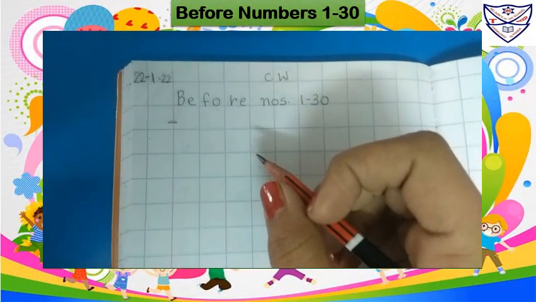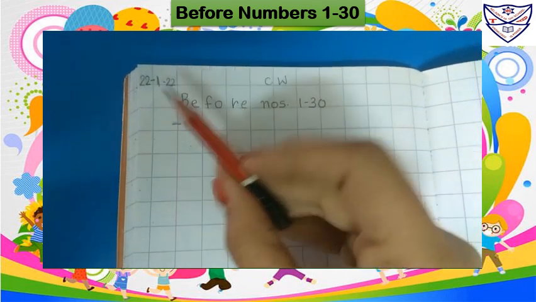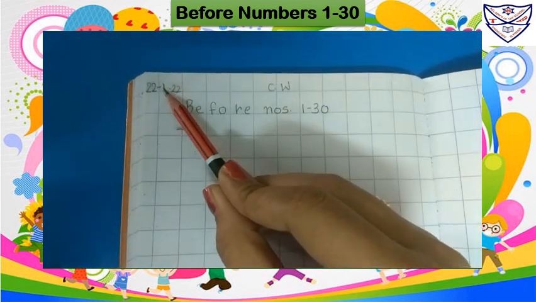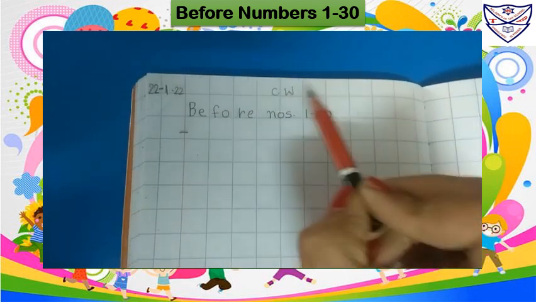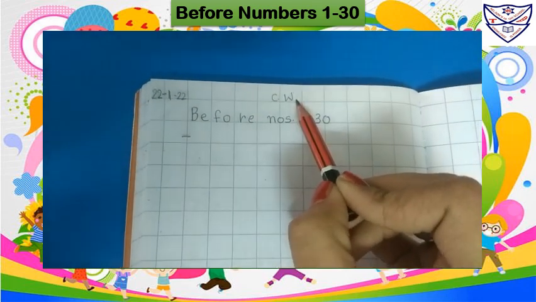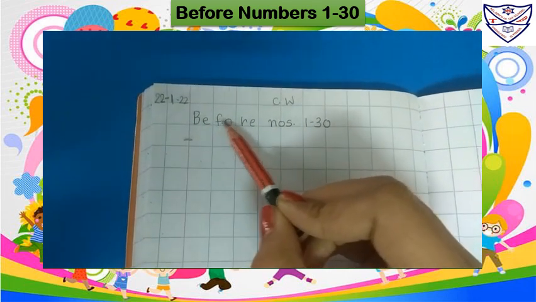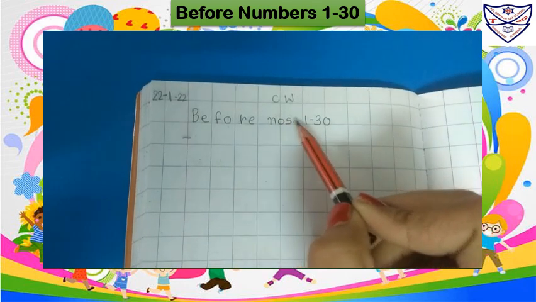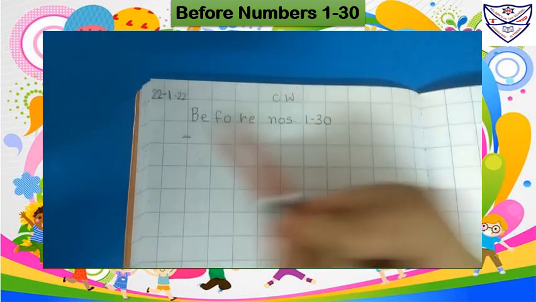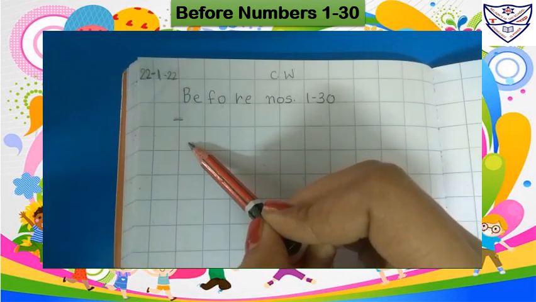50. Today we will write before numbers 1 to 30 in square line notebook. Write here today's date, that is 22-1-22. Write here classwork. In the next line we will write heading before, B E F O R E, before numbers, N O S numbers 1 to 30. Now leave one line and we will start from here.